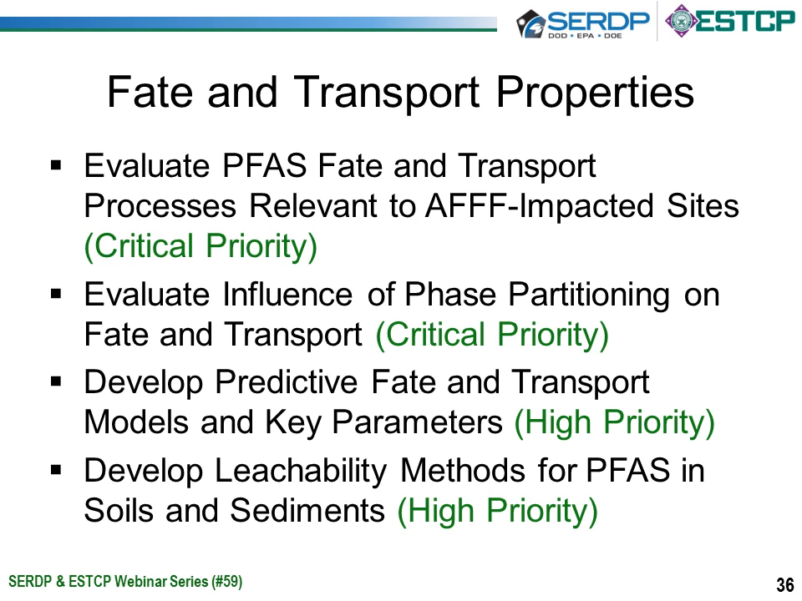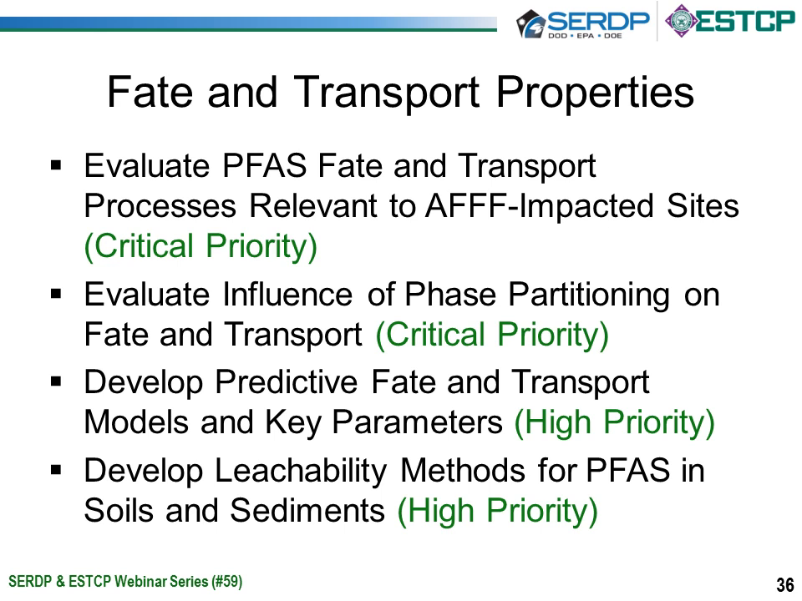So under fate and transport properties, we identified 4 research needs, and you can see here they're identified as either critical priority and high priority. And for every need that was identified, we did prioritize them to that extent. Now, we didn't actually rank them from 1 to N. We were just doing broad categories of critical versus high.